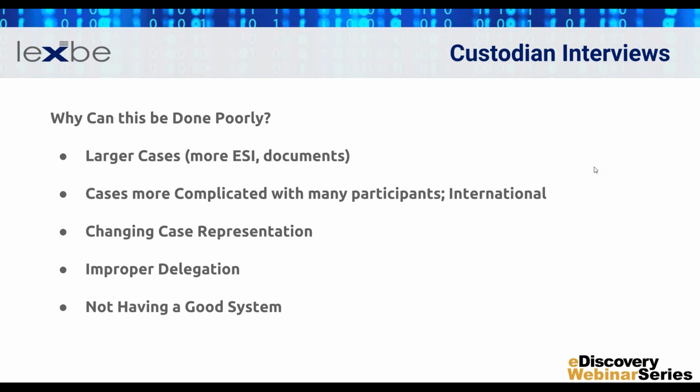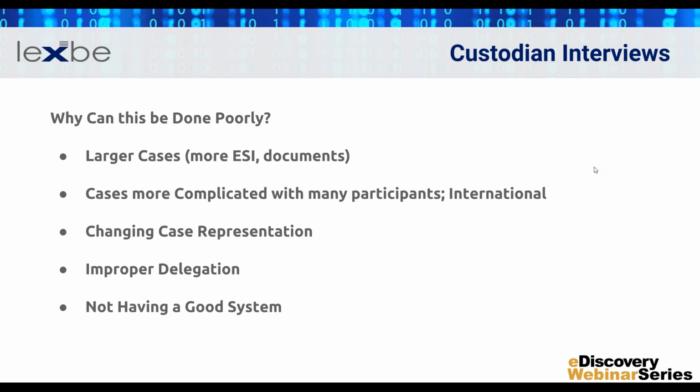Another cause is improper delegation to persons that are not adequately trained or do not have the skills to do the custodian interviews, and just not having a good system, even with competent people. If you're not using checklists and good forms and a system, it's easy to make mistakes and have things fall between the cracks.